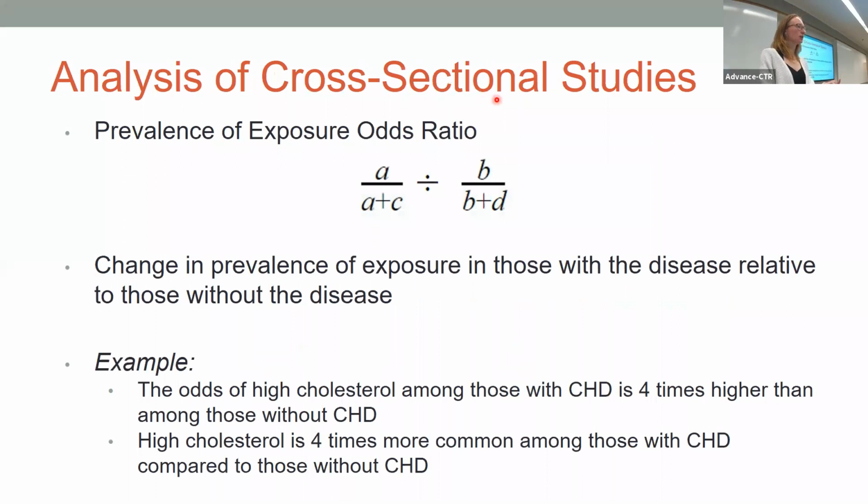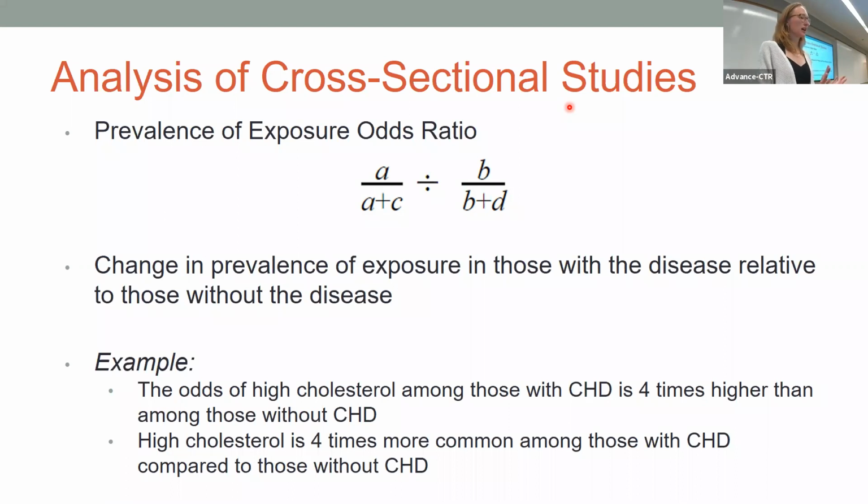So then again, we can get an odds ratio by just dividing those two quantities. And this is the prevalence of exposure odds ratio, which quantifies the change in prevalence of exposure in those who have the disease relative to those who do not have the disease. So if you have the disease, how likely are you to be exposed to some exposure compared to people who do not have the disease?